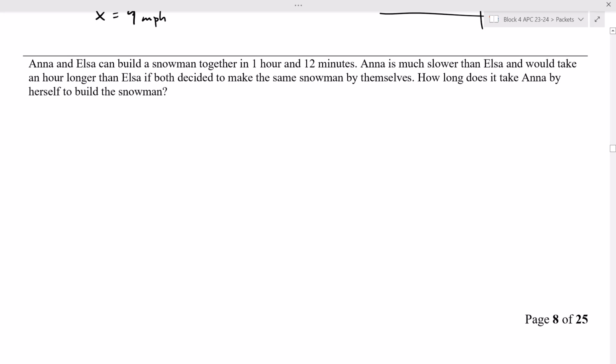They can build a snowman in 1 hour and 12 minutes. So they can build a snowman together in 1 hour and 12 minutes. Anna is much slower than Elsa and would take an hour longer than Elsa if both decide to make the same snowman by themselves. How long did it take Anna by herself to build a snowman?